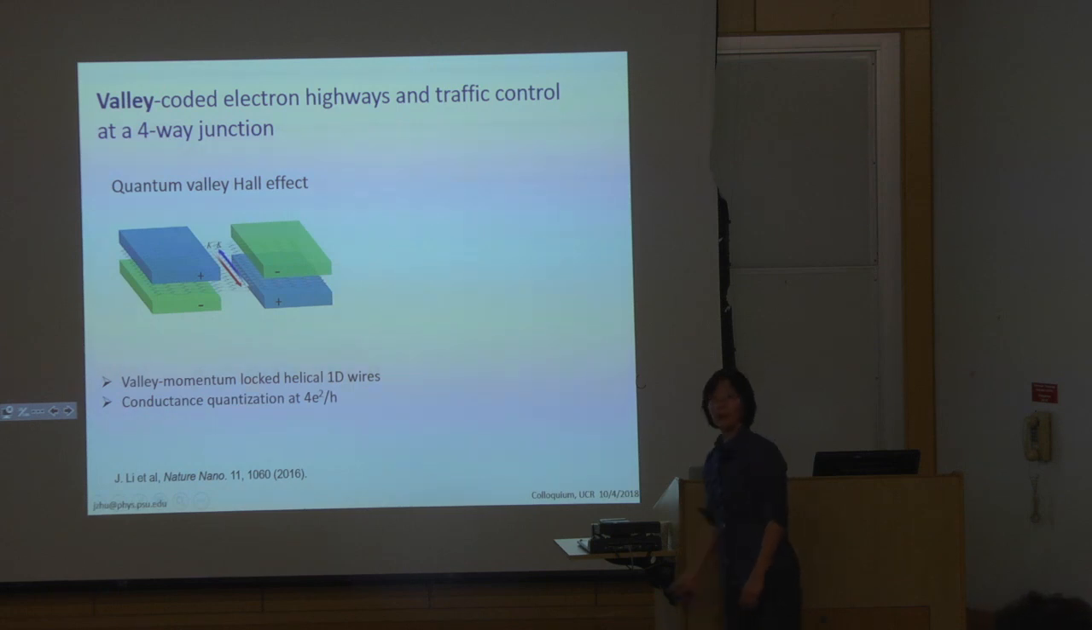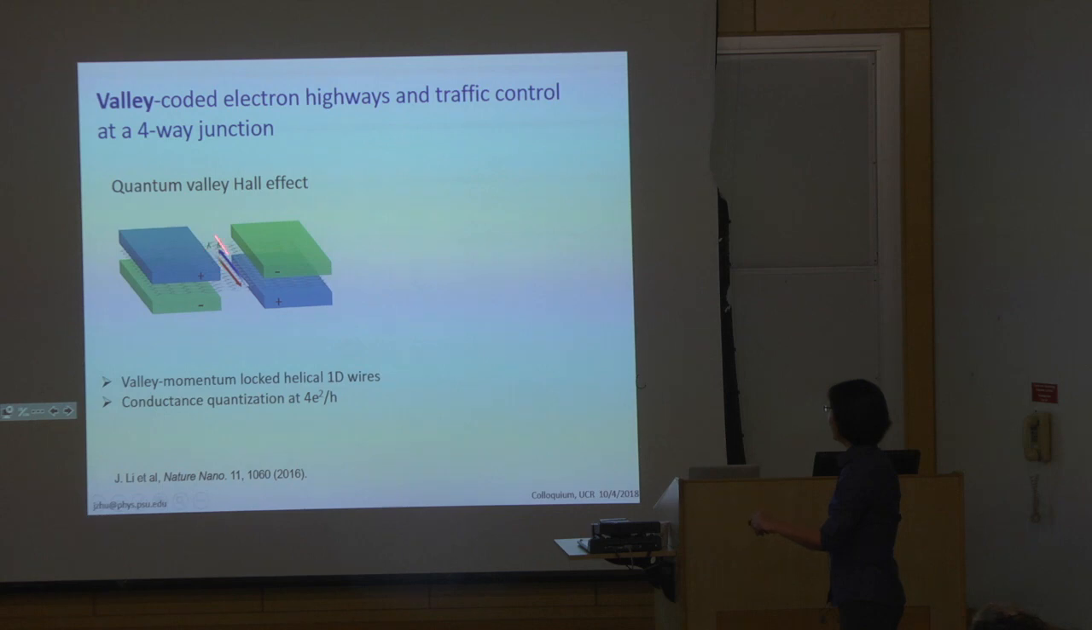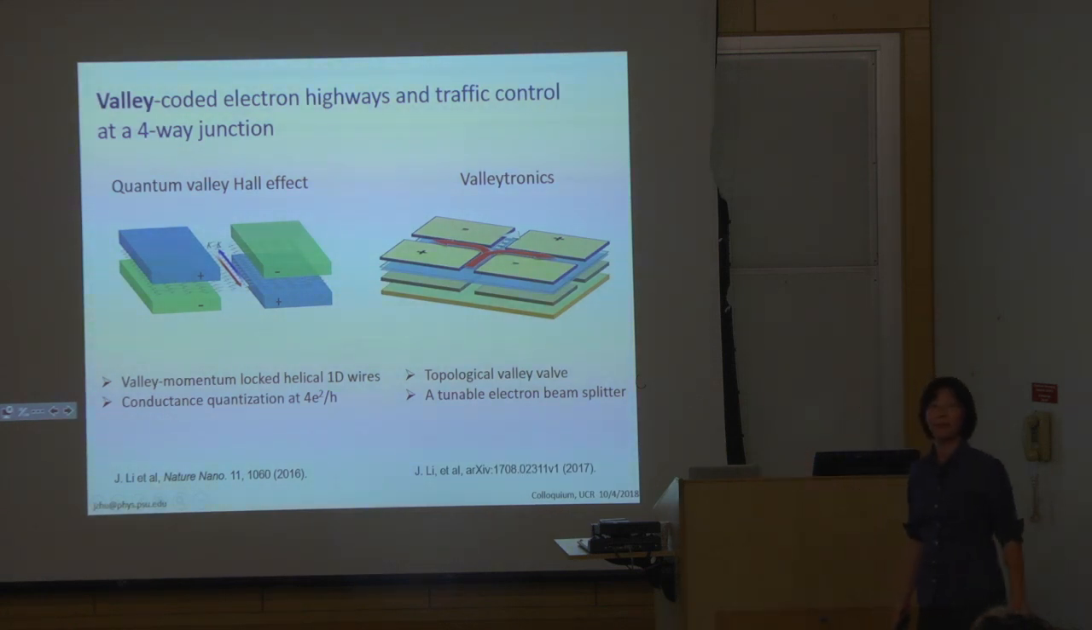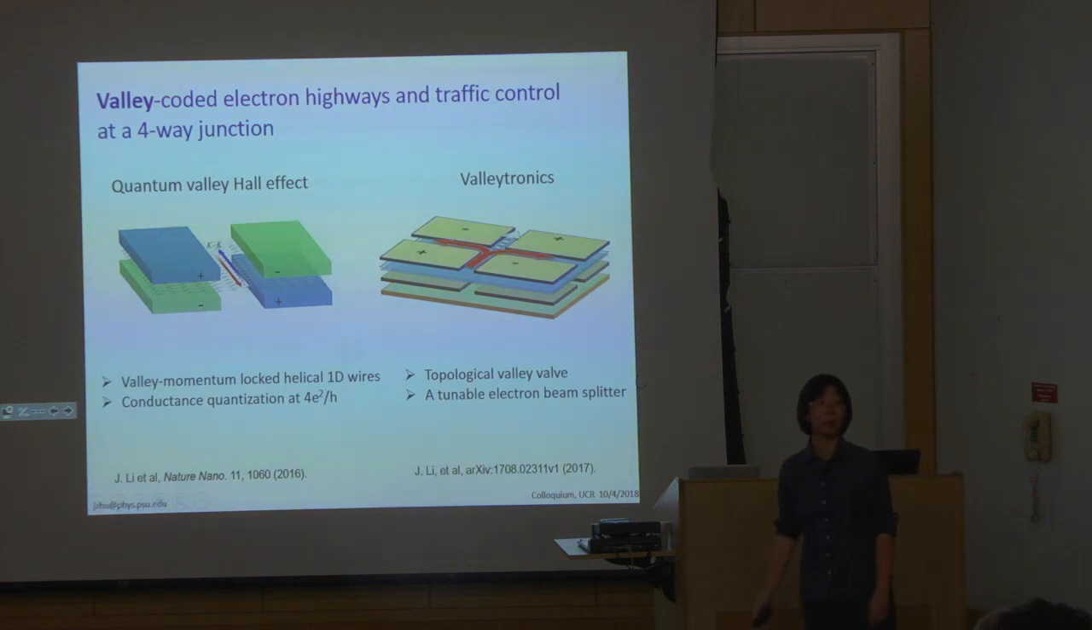So I want to talk about two things. First, I want to show you how we created this system, these counter-propagating wires that carry different valley indices, and their properties. And then I want to show you what happens if you have more than one channel. In this case, we have a cross. So we can ask the question, if I send in current through one terminal, how does it go? Right? Which outlet should it go to? And can we control the transmission with preferably electrical signals?